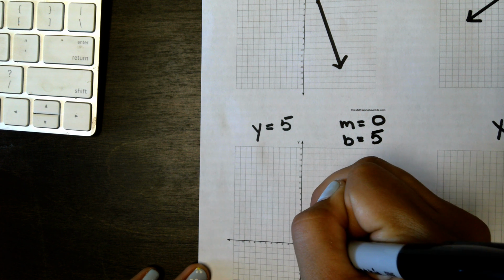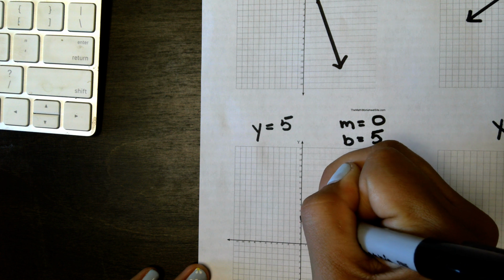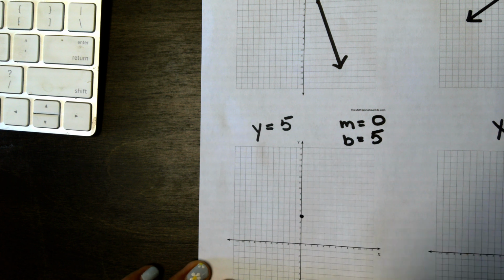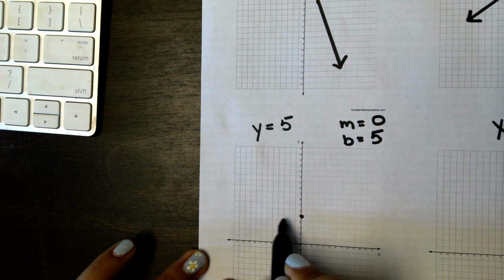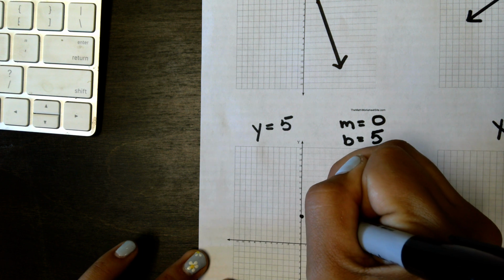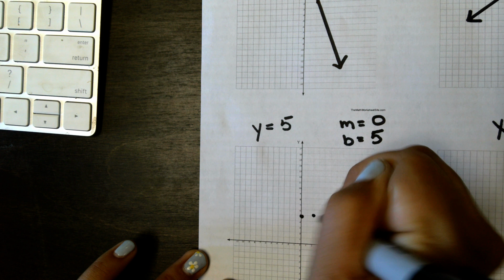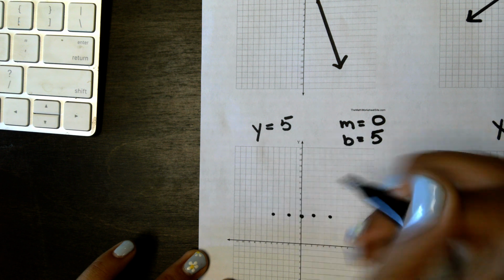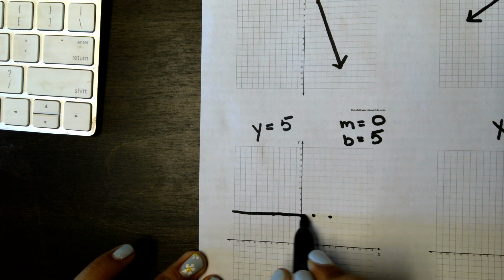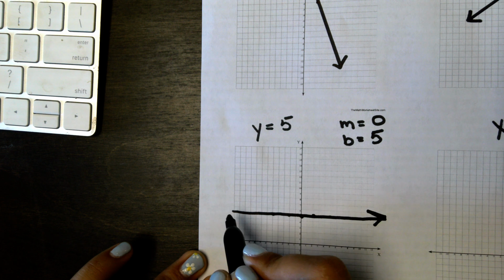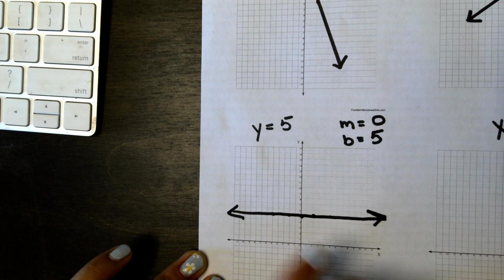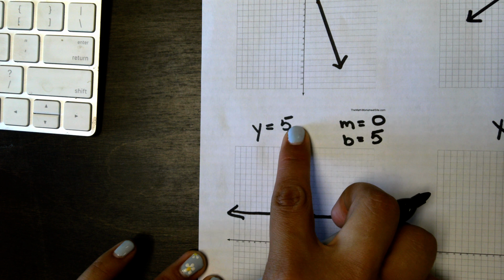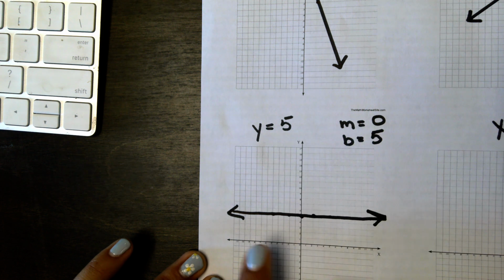So I'm going to go to 5, put my point there, and y is just always going to be 5. And I'm not going to go up or down any. I'm going to go straight across and create a horizontal line. And this is what a line with the slope of 0 looks like. So when you have y equals just some constant, some number without a variable, you'll have a horizontal line.